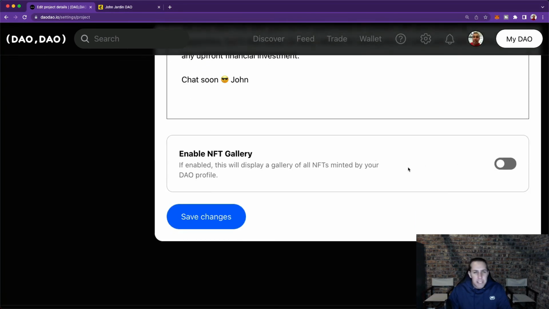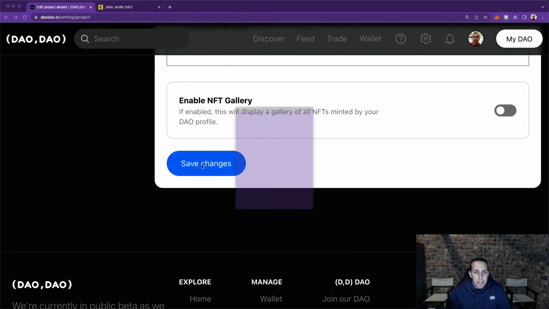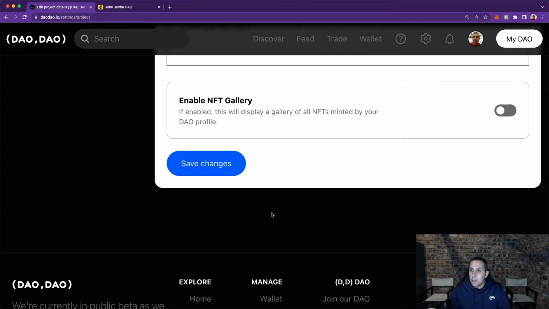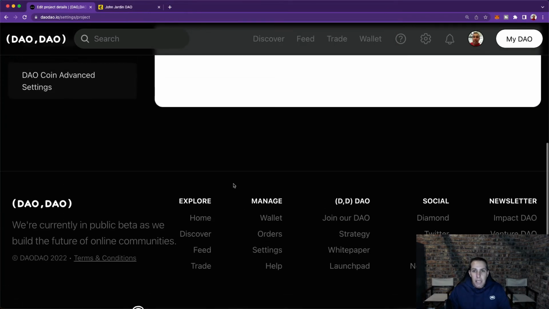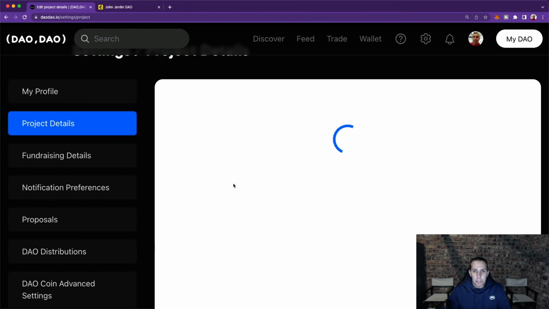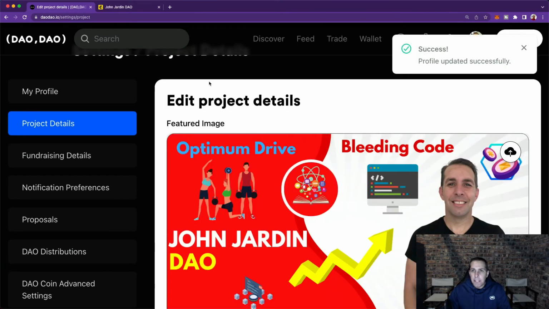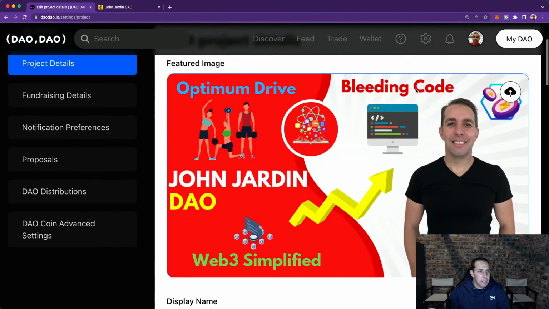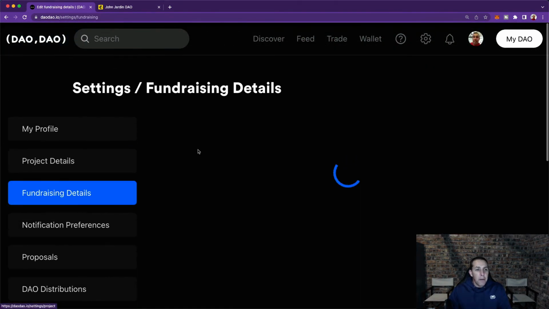You can enable NFT galleries. I'm not going to do that for now. Let me go ahead and save this change. And because this is a blockchain-based transaction, I have to approve it using my DAO account and wallet address. And if everything went good, I will get a lot of confetti. No confetti? Okay. Usually I get confetti. That's a bit sad. Now, I could go to fundraising details.